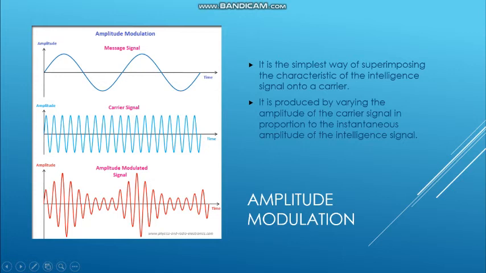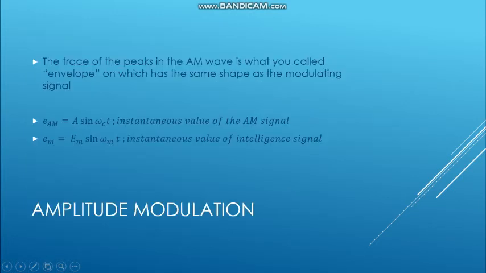The shape is almost like the message signal, with the help of the carrier signal. It is the simplest way of superimposing the characteristic of the intelligence signal onto a carrier. It is also produced by varying the amplitude of the carrier signal in proportion to the instantaneous amplitude of the intelligence signal. So these are the two requirements for modulation, and this is the outcome, which is what you call the AM signal.